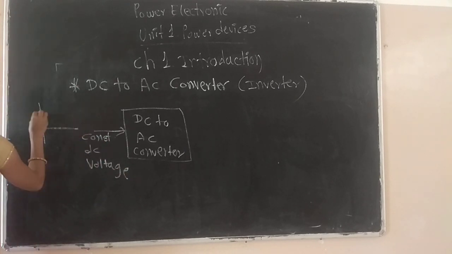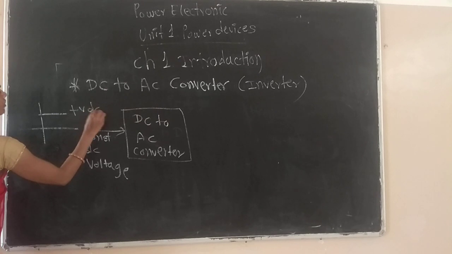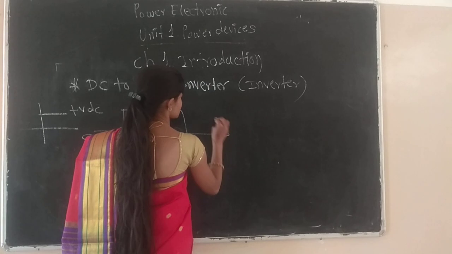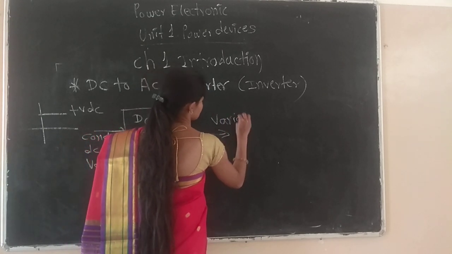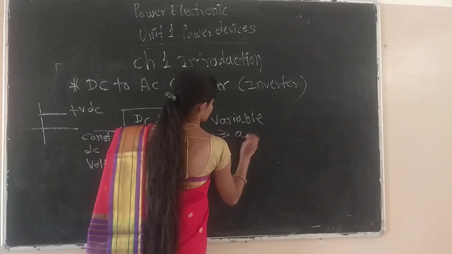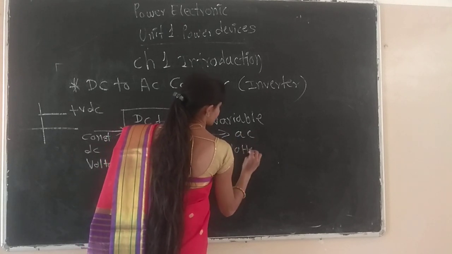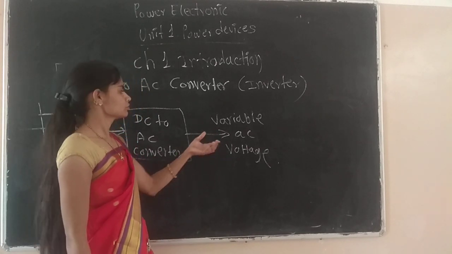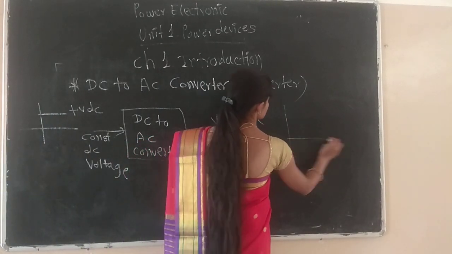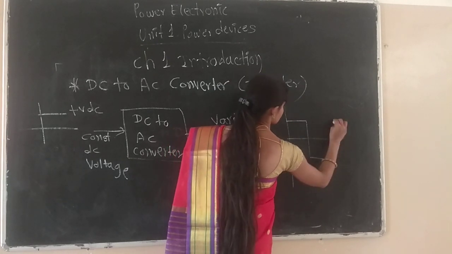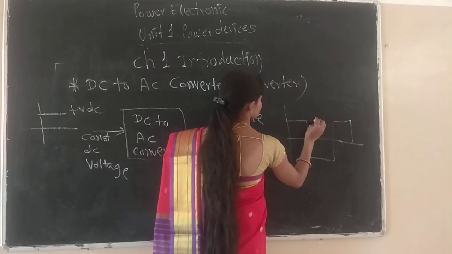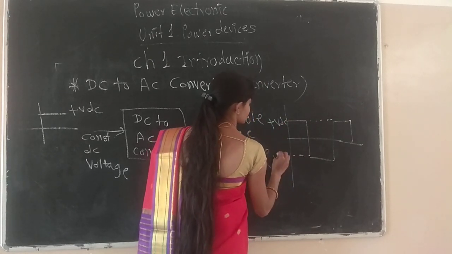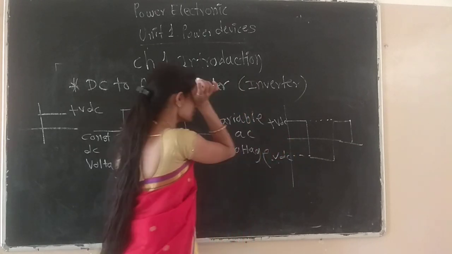Here the waveform is like this, plus VDC. This is a constant DC voltage and the output is a variable AC voltage. Here the voltage and frequency are variable. The output is like this, plus VDC, minus VDC.